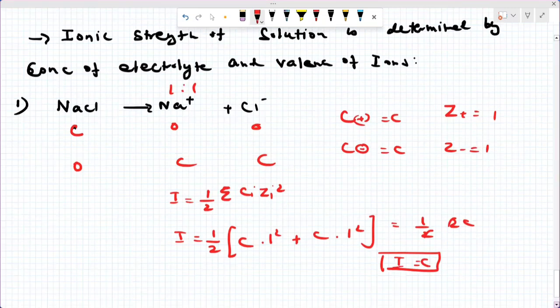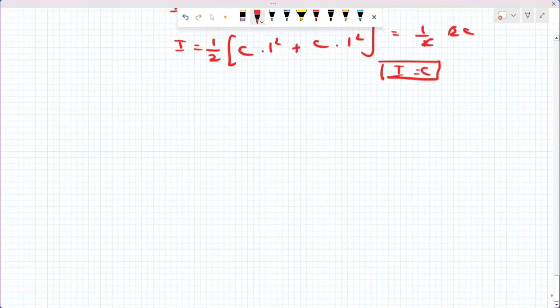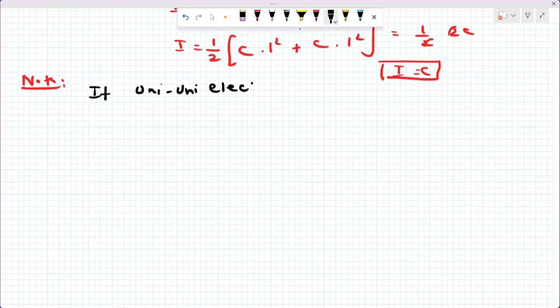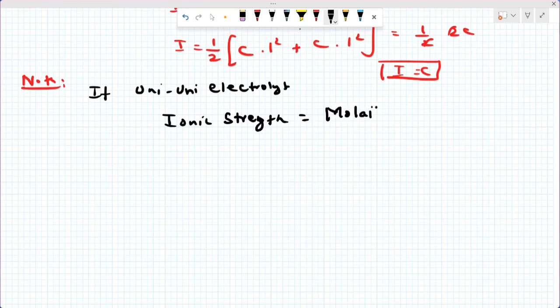Note: if there is a univalent electrolyte, the ionic strength is equal to the molality concentration, that is called C. Very simple. Now let's go to the second question, barium chloride.